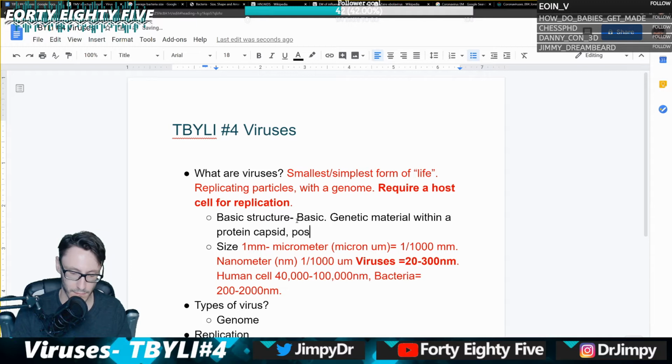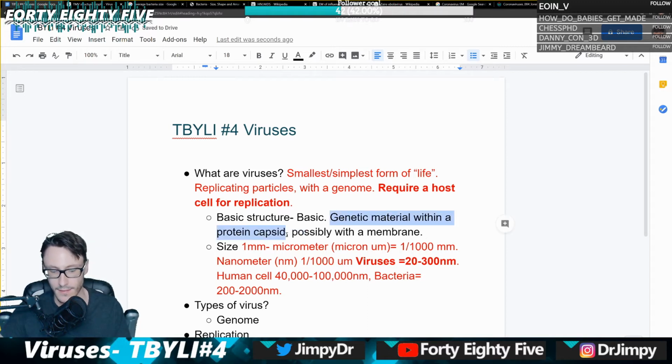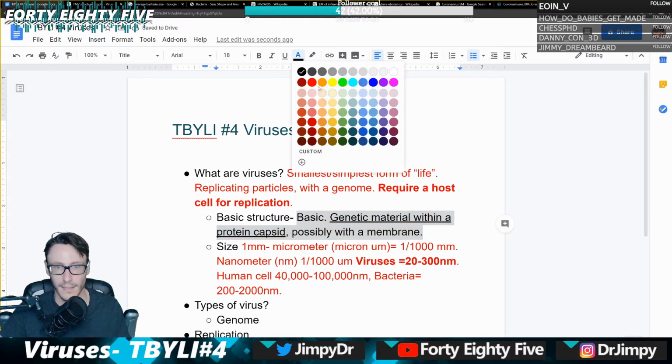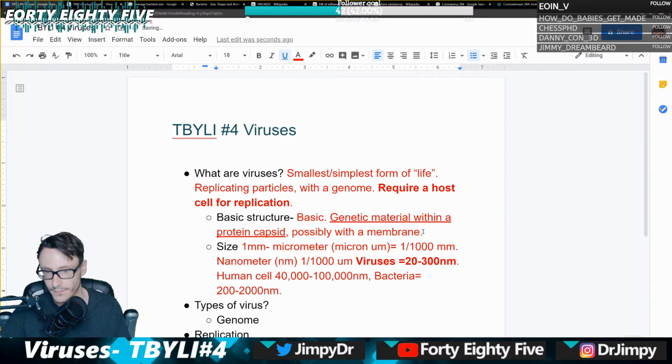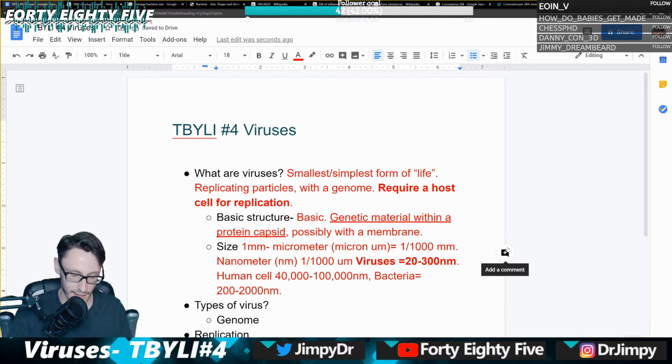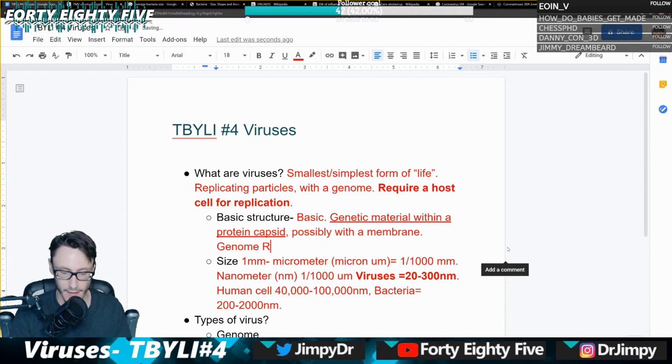Possibly within a membrane, depending on the virus. But it's these bits that are common. Bang that in red. And the genome can be RNA or DNA.